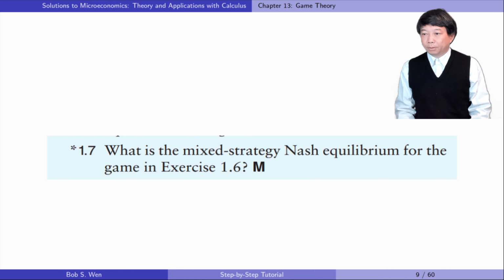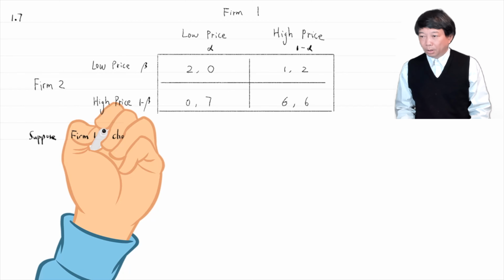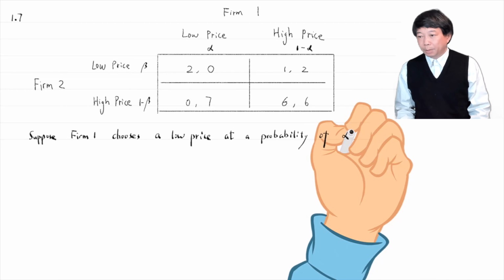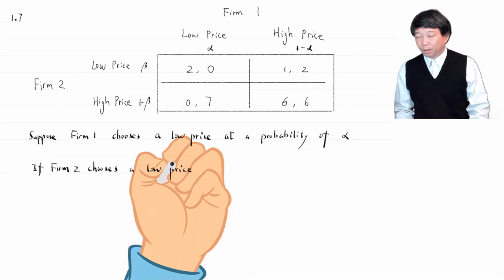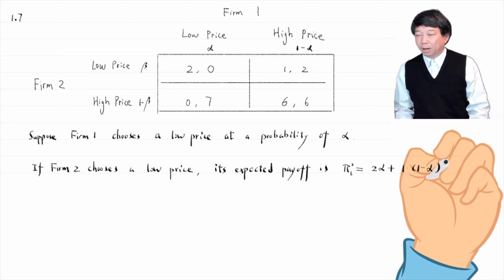Let's solve exercise 1.7. What is the mixed strategy Nash equilibrium for the game in exercise 1.6? Assume that firm 1 chooses a low price with a probability of alpha. It implies that it chooses a high price with the probability of 1 minus alpha. We calculate firm 2's expected payoff. If firm 2 chooses a low price, its expected payoff, pi 2L, equals 2 times alpha plus 1 times 1 minus alpha.